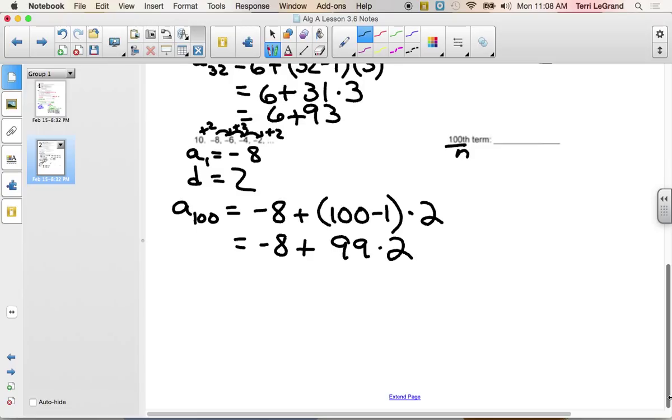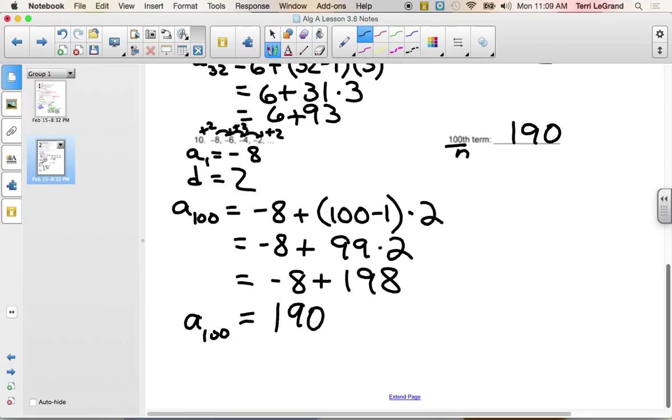What would be our next step? 99 times 2. We're going to take 99 times 2, and we need to show that. Don't just give me what the next term is. You show me that you multiplied next, even if you used your calculator to do it. What did we have to do next? So we're really adding 198 to our first term, and so our 100th term is 190.